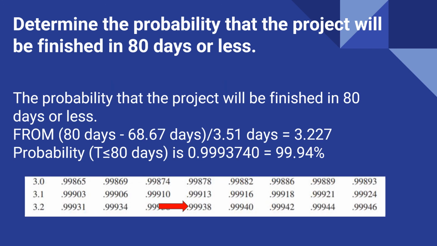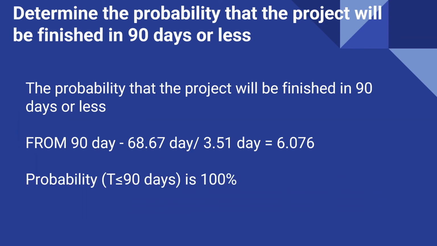Next, determine the probability that the project will be finished in 80 days or less. Again, our formula: 80 days less the estimated completion of 68.67, divided by 3.51, we will get 3.227. Be it noted that 3.227 is between 3.22 and 3.23. So we get 99.94% exactly as we interpolate.